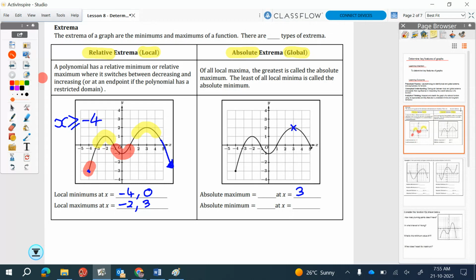Now, what is the absolute maximum value? Not where is it at, what is the value? What is the largest value this function makes? Alexander? 2. The y value there. So the absolute maximum is 2, and this occurs at x equals 3. What about the absolute minimum?